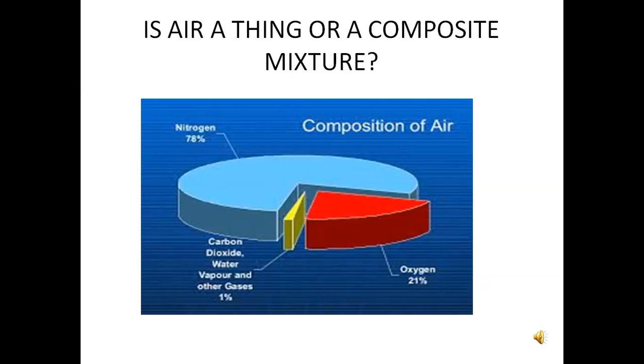He was also able to identify a colorless and highly reactive gas which was later named oxygen by the great French chemist Antoine Lavoisier. So the composition of air is nitrogen 78% and oxygen 21%. Other gases are carbon dioxide, water vapor, and other gases 1%. This is the composition of air.